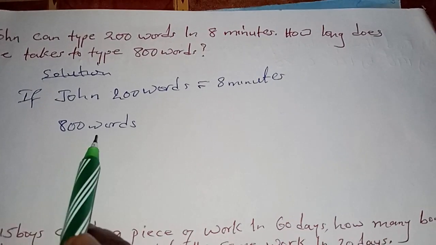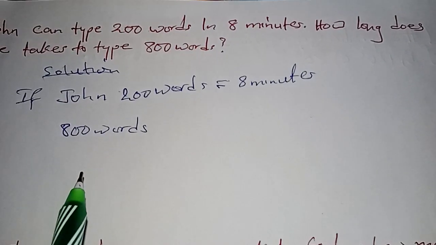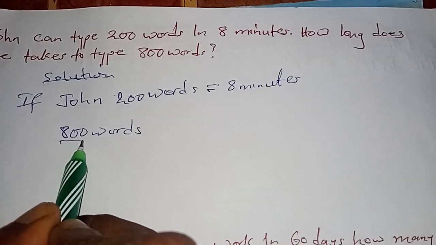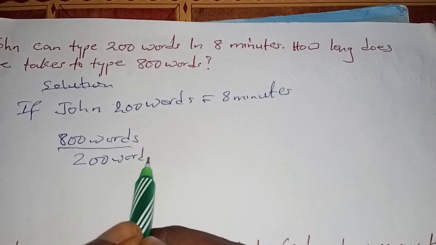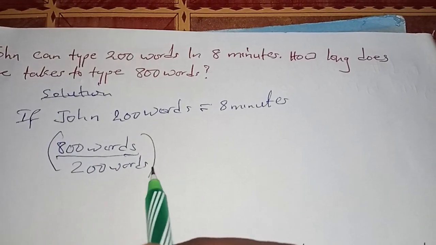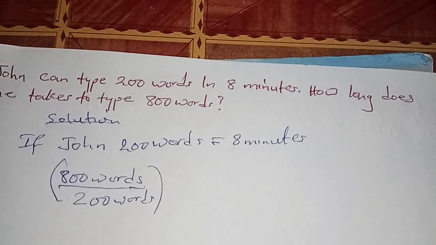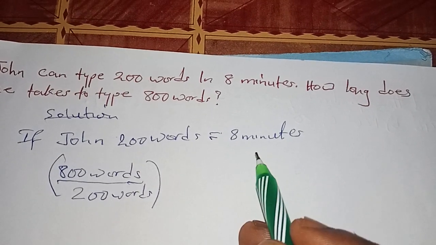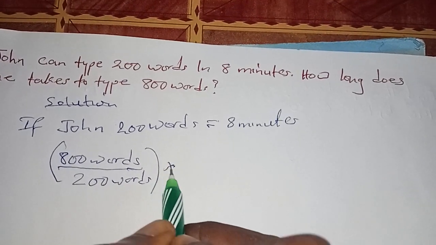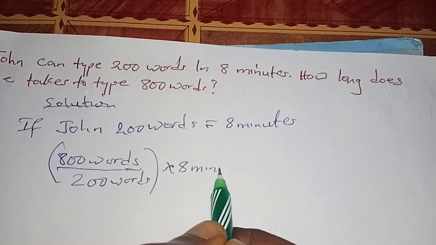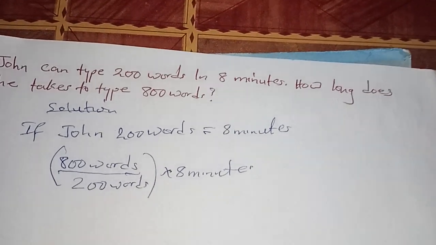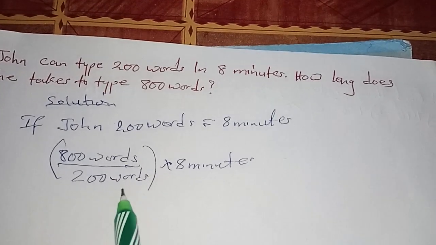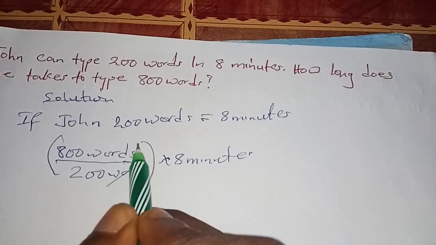Now we have words in the question, and we have words in our equation form, so it's the same units. So it's 800 over 200 words. It should be multiplied by the quantity, and the quantity here we consider in minutes, multiplied by 8 minutes, because the question asks how long, meaning the time. So words cancel words.